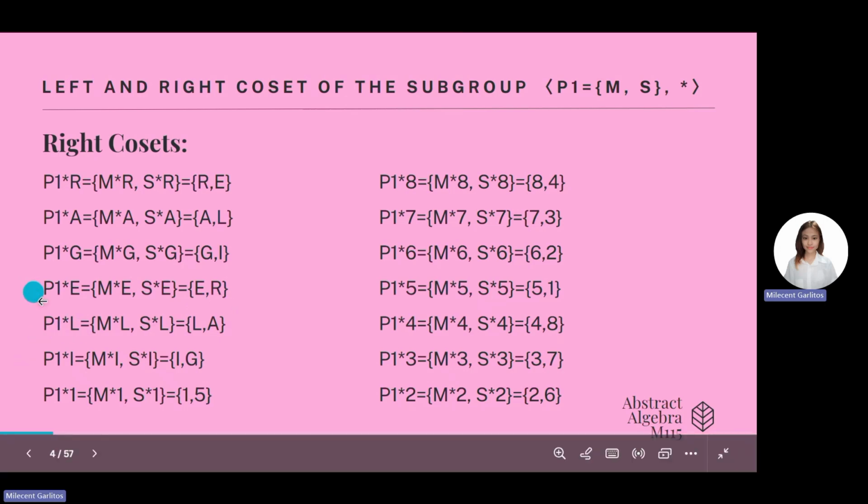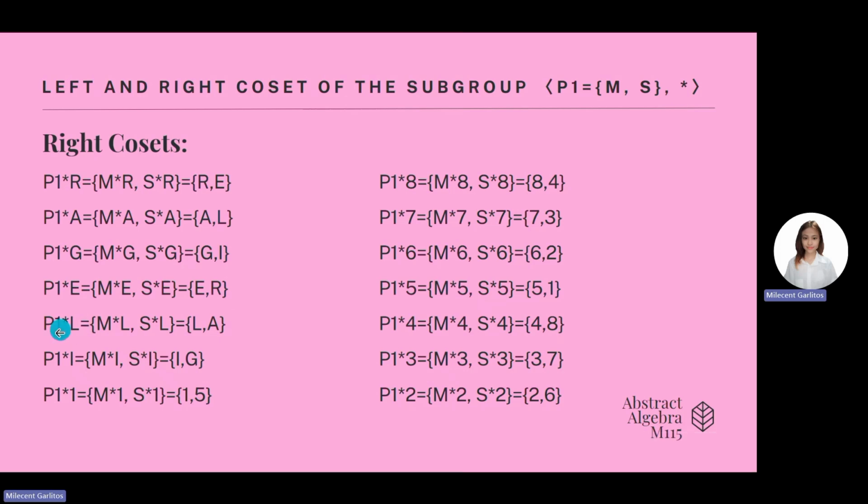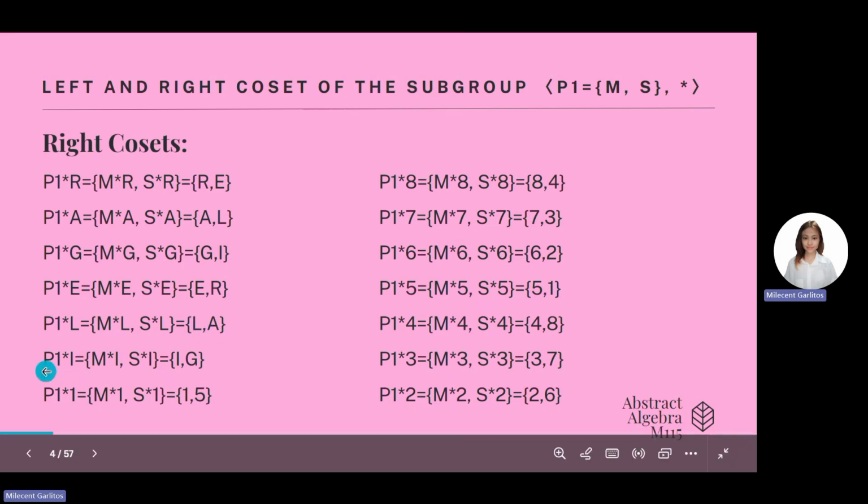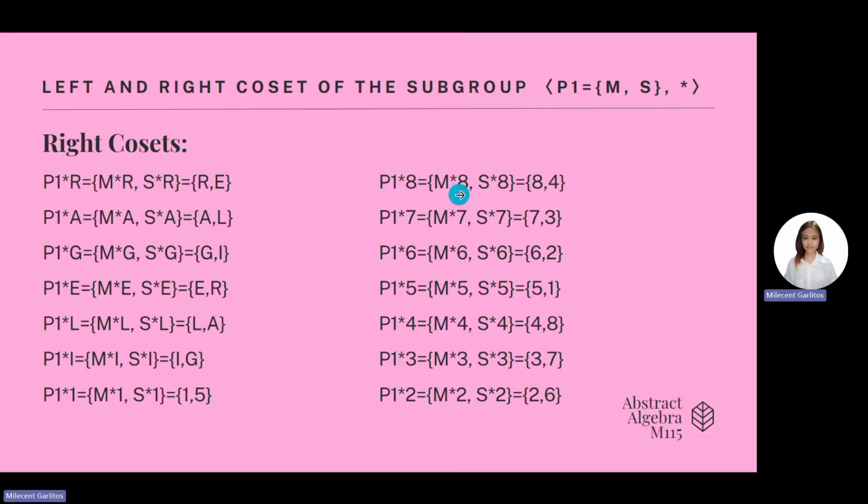Now, for P sub 1, we operate it with the element L. Then it would be M star L and S star L, and it would be L and A. Next, P sub 1, we operate it with the element I. Then it would be M star I, S star I, and the result would be I and G. Next, for P sub 1, we operate it with 1. It would be M star 1 and S star 1, so the results would be 1 and 5. For P sub 1, we operate it with 8. It would be M star 8 and S star 8, so the outcome would be 8 and 4.